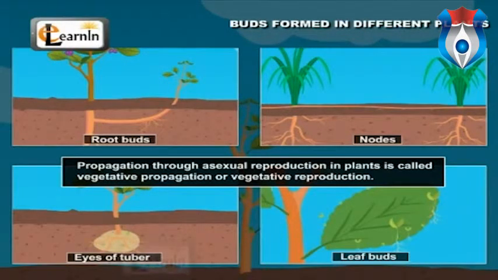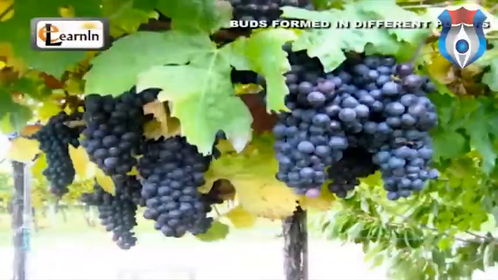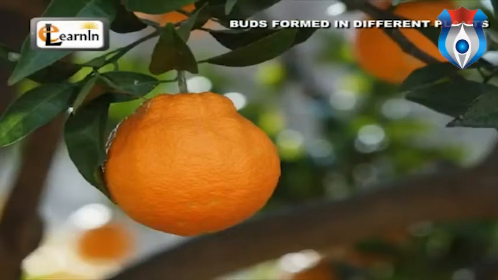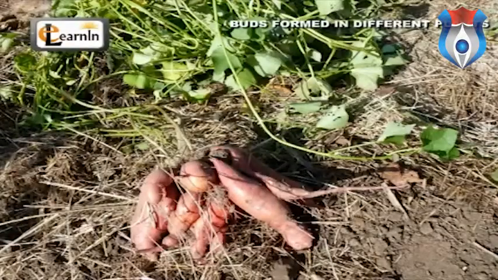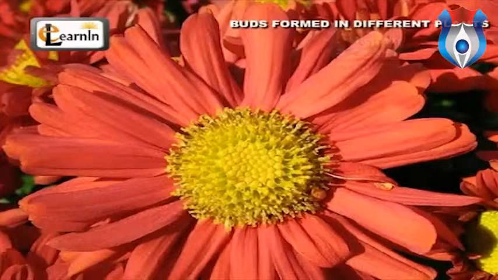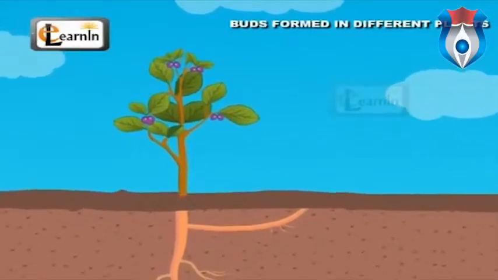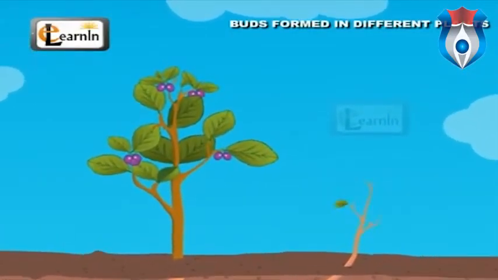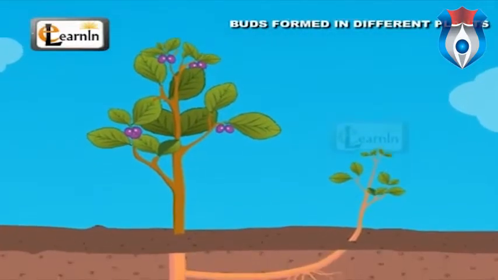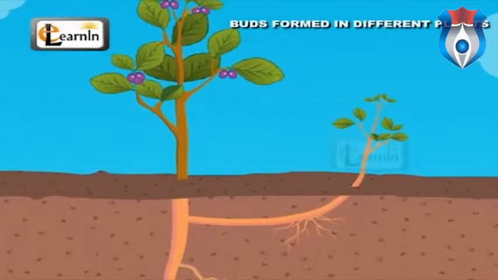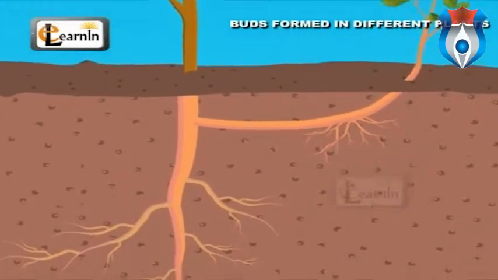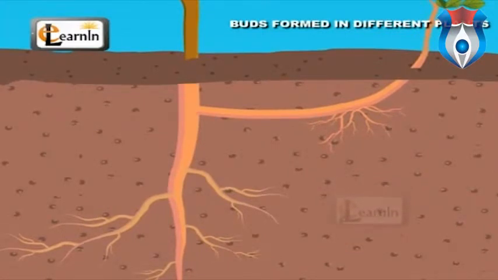A large number of horticultural crops, such as guava, grapes, pomegranate, orange, and citrus, vegetable crops such as potato and sweet potato, and flowering plants like chrysanthemum are produced through vegetative propagation. Advantages of vegetative propagation. Vegetative propagation helps to maintain fixed qualities of the parent plant. Vegetative reproduction offers a uniform rootstock for budding or grafting. This rootstock can be selected from a plant that is immune to diseases.